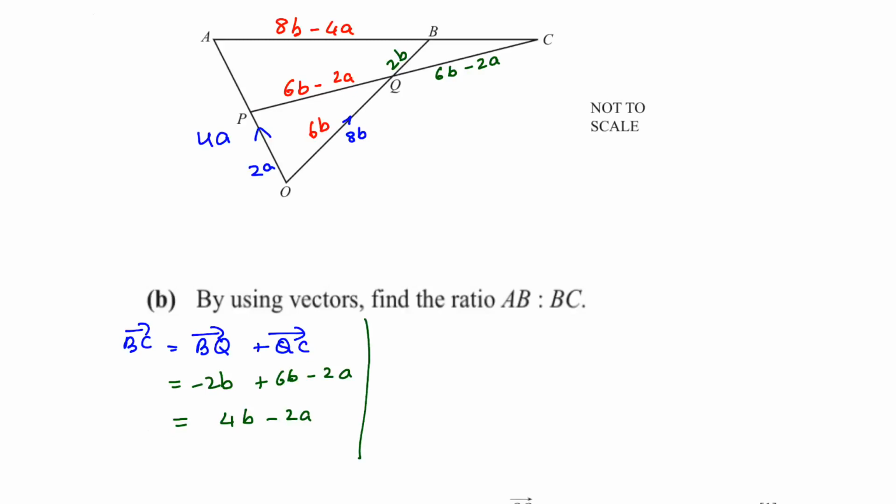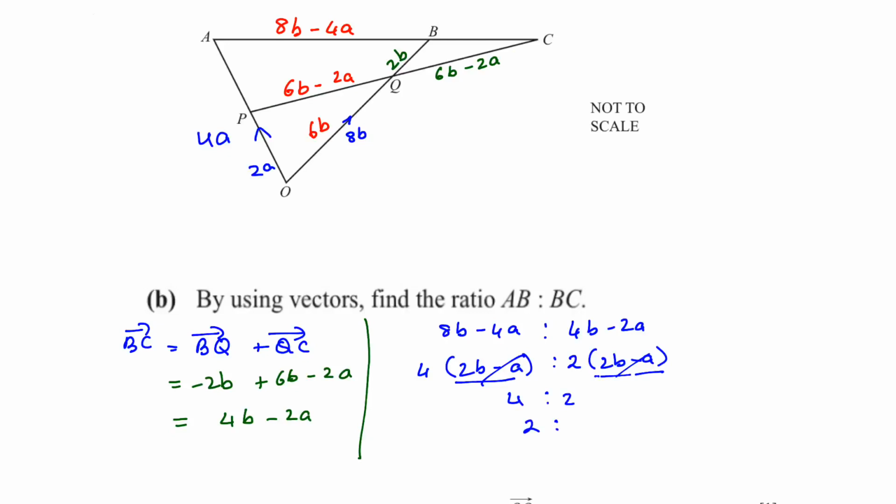Now let's write down the ratio AB to BC. AB, which we know is 8B minus 4A. BC is 4B minus 2A. Factorize what you can factorize. We can factorize 4 out here, so you will have 2B minus A. And on this side we can factorize 2, so we are left with 2B minus A. As you can see, the inside terms are the same. They get cancelled. We are left with 4 is to 2. And if you simplify this, we get 2 is to 1. So that's the ratio of AB to BC.